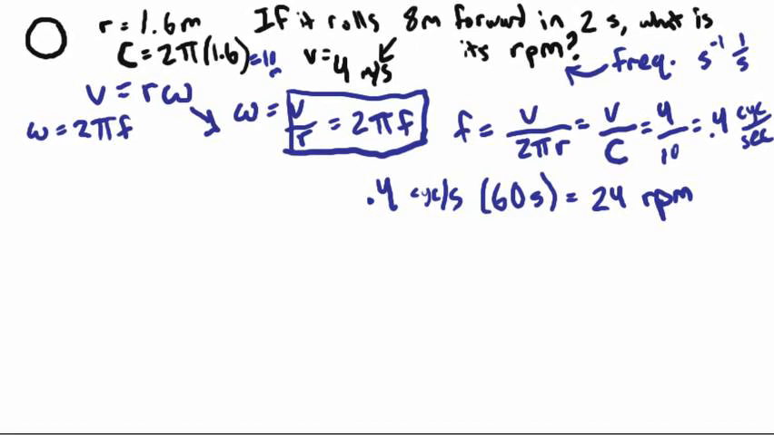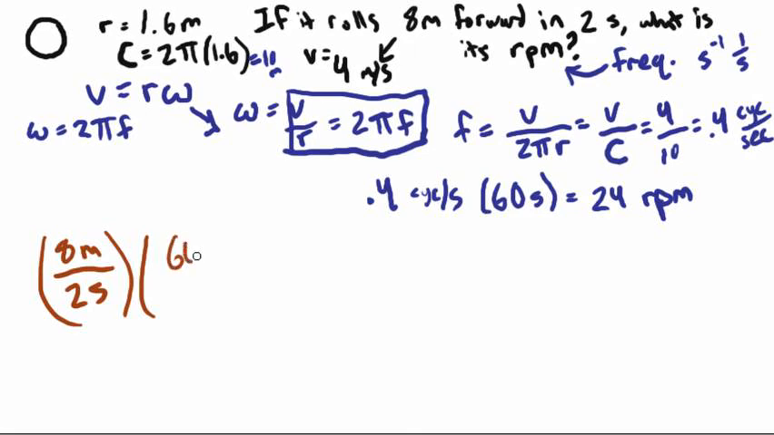Now, I'm going to do this the chemistry way. So here we go. It's moving forward 8 meters per 2 seconds, and again I could have written this as 4 over 1 instead. I want to convert it to rotations per minute. So time is easy to do, so we'll go ahead and do that. In 1 minute there's 60 seconds. Okay, my seconds cancel. Alright, now I'm in meters per minute. Not quite what I need.